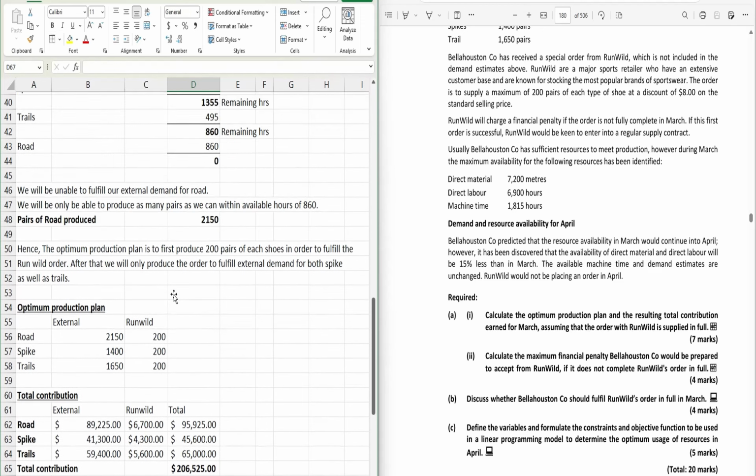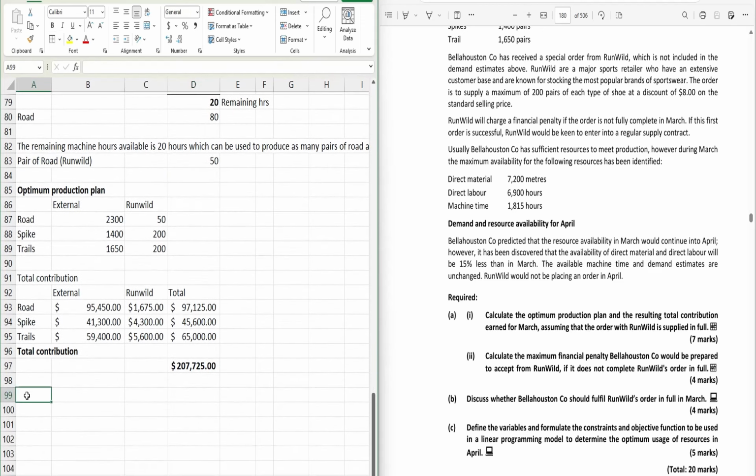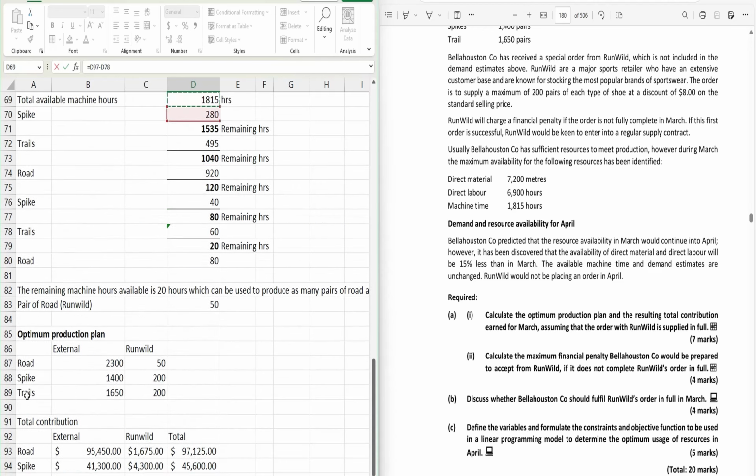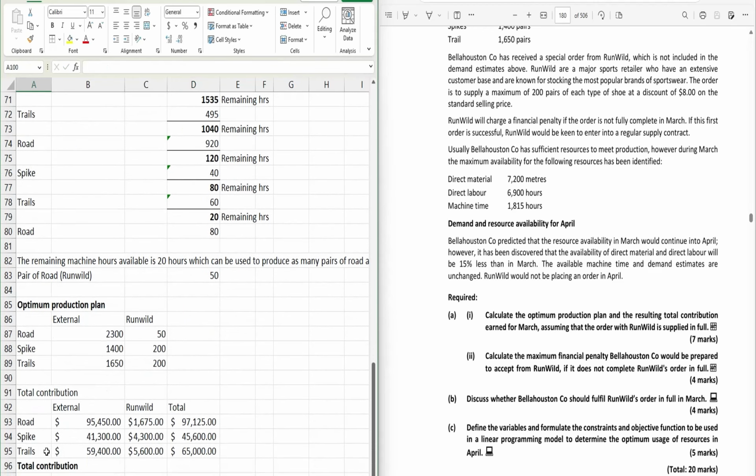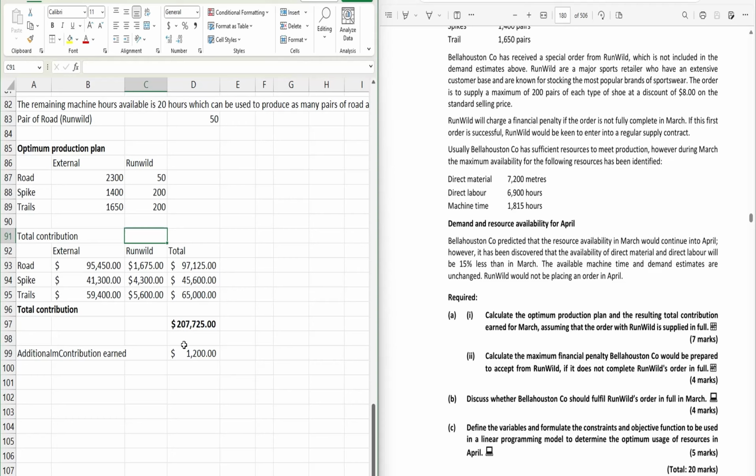So what is the difference? That means if we are giving priority to the external demand, we are earning more contribution. So the additional contribution earned is what we have earned by giving priority to the external demand. Okay, so this much is the benefit that we get after giving priority to the external demand. So this will be the amount which is acceptable as penalty.